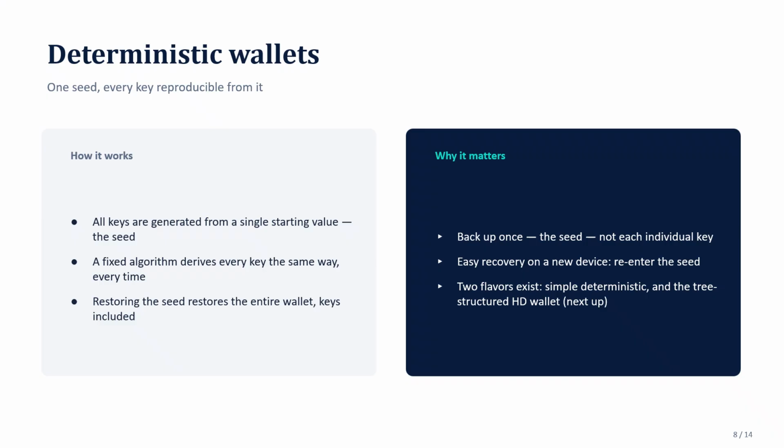Now we are going to see about deterministic wallets. Underneath any of these types, wallets also differ in how they generate keys. A deterministic wallet generates every key from a single starting value. It means the seed. Using a fixed algorithm, restore that one seed on any device, and the entire wallet, every key it ever held, comes back with it. There are two flavors: a simple deterministic design and the tree structured hierarchical deterministic wallet, which we will get into shortly.